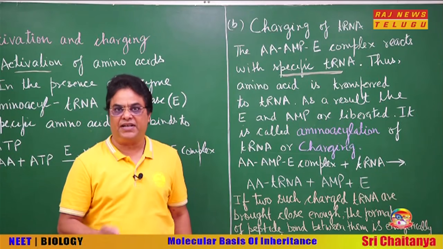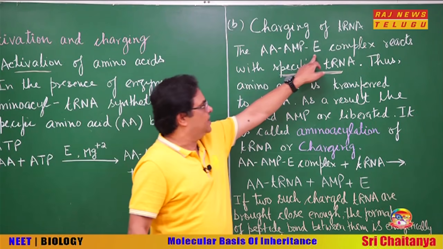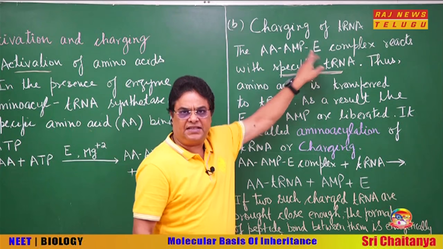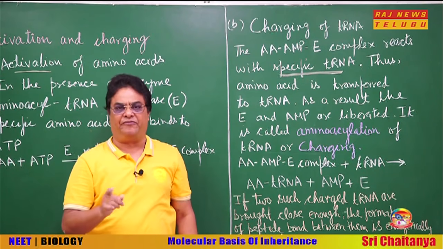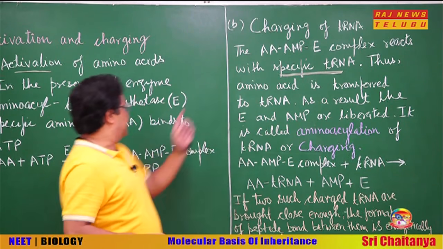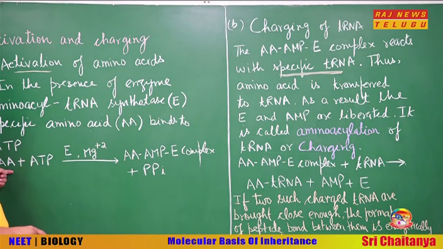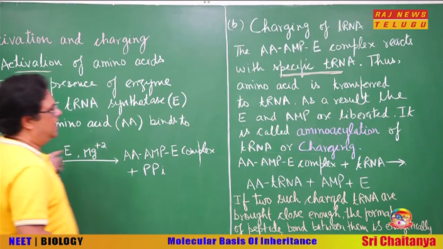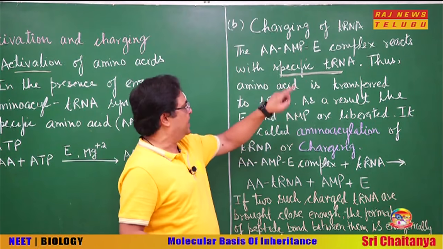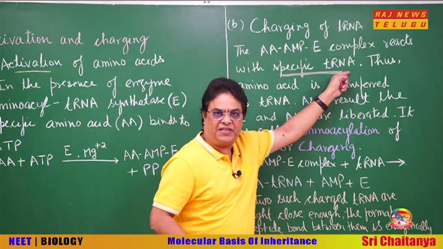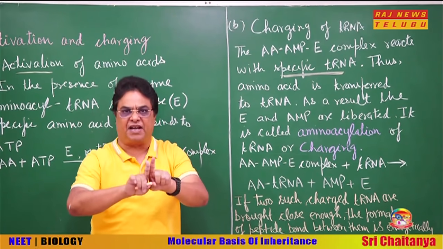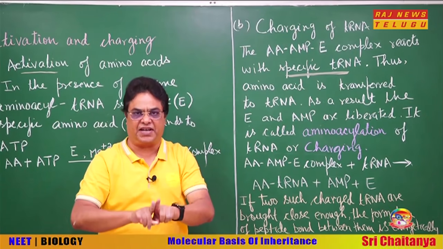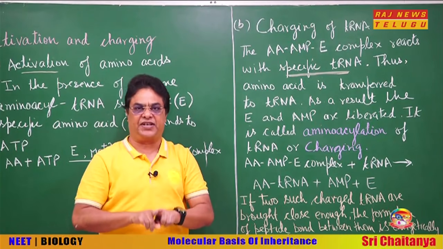And one last point, remember that this enzyme amino acyl tRNA synthetase has two recognition points. With the help of one recognition point, it identifies or recognizes the specific amino acid, and with the other recognition point it identifies the specific tRNA, and then it combines the specific amino acid to the specific tRNA. This completes activation and charging.